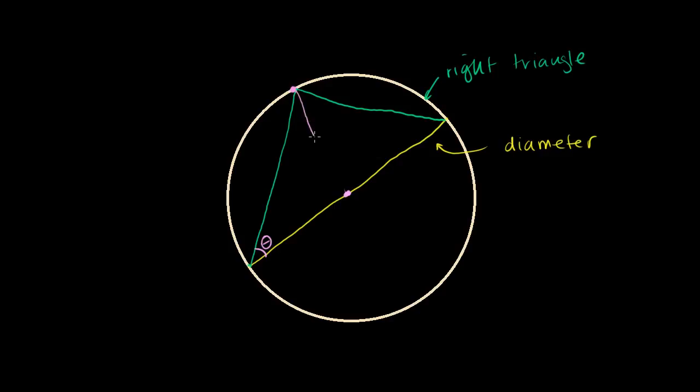Let me draw another triangle right here, another line right there. This is a central angle right here. This is a radius. This is a radius. This is the same radius. Actually, this distance is the same.